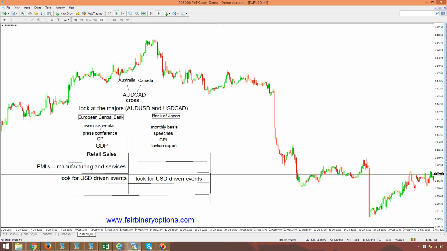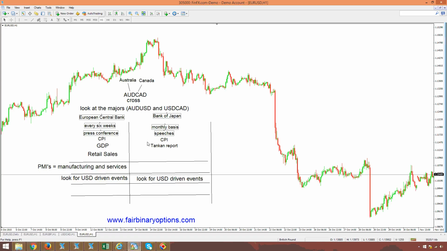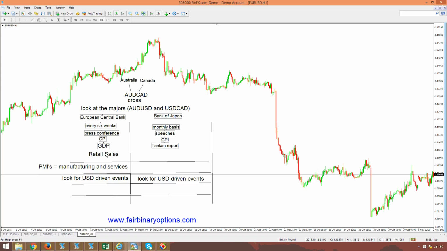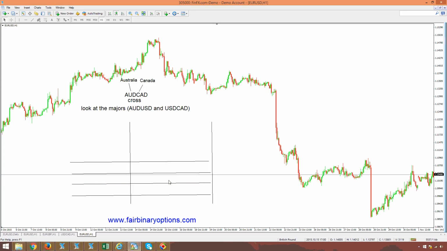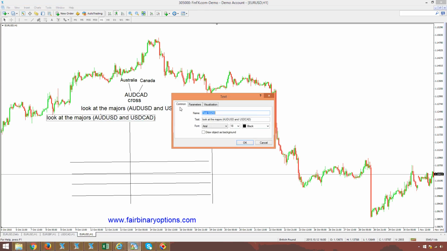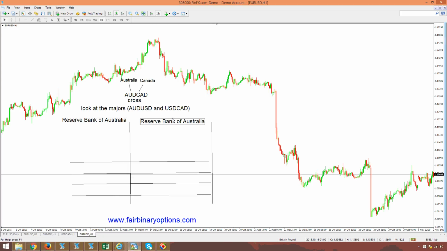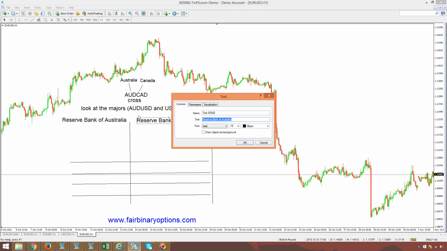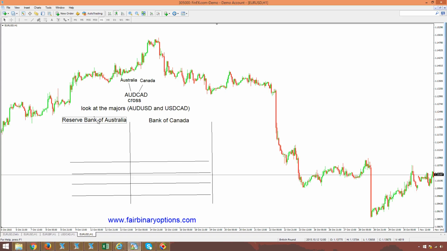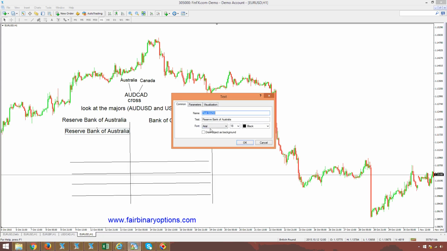Like mentioned on the previous Euro and Japan cross, the most important things to look for are coming out of the central banks. So let's put here that the central bank of Australia, of course, is the RBA, the Reserve Bank of Australia. And in Canada, we are talking about the Bank of Canada.